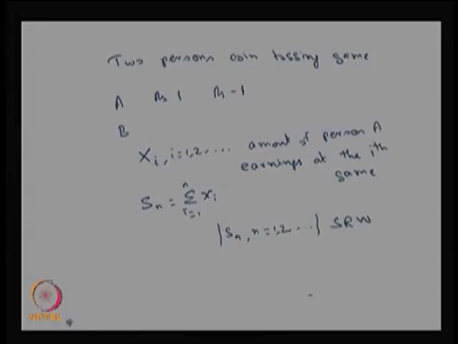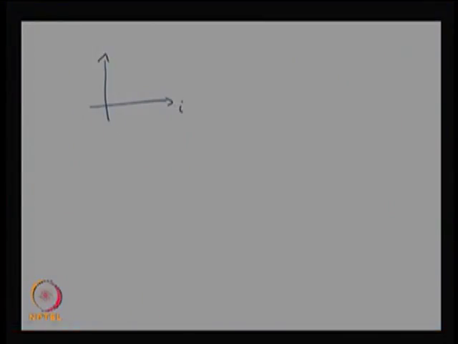If you see the sample path of Sn, first I can go for the sample path of each X. Each X can take the value 1 or minus 1. If X1 takes the value 1, it is 1. If X2 takes the value minus 1, it is like this. If X3 takes the value minus 1, then it is here. If X4 takes the value 1, then it is like this. So, this is a sample path of Xi over i.